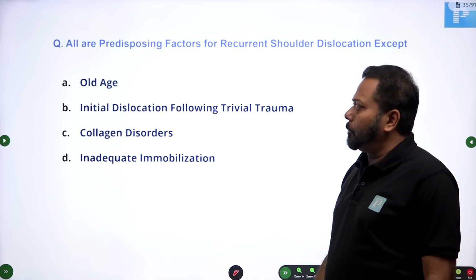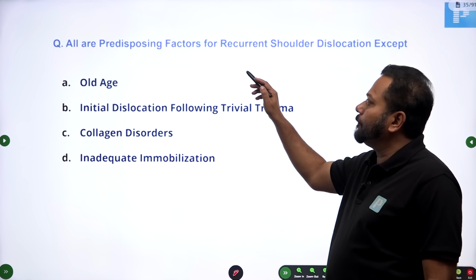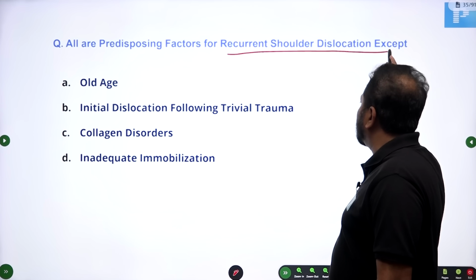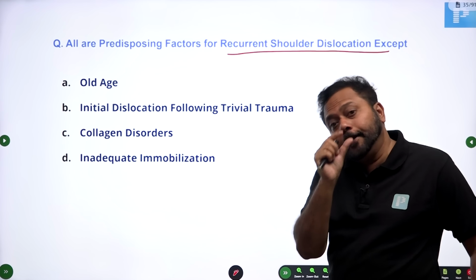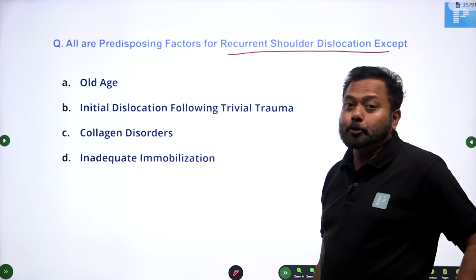We'll move on to the next question. All are predisposing factors for recurrent shoulder dislocation except. Very favorite area of FMGE, recurrent shoulder dislocation.